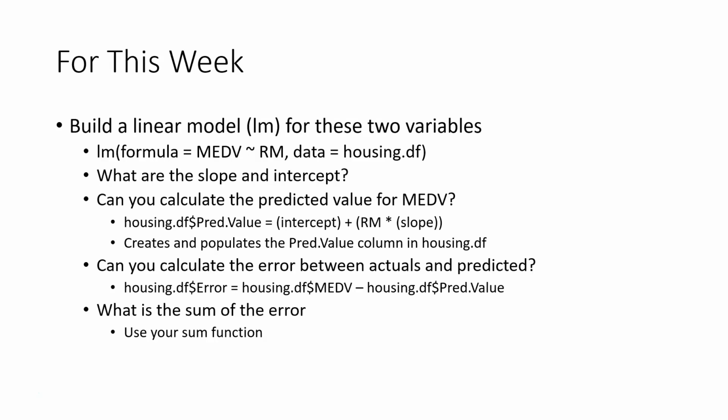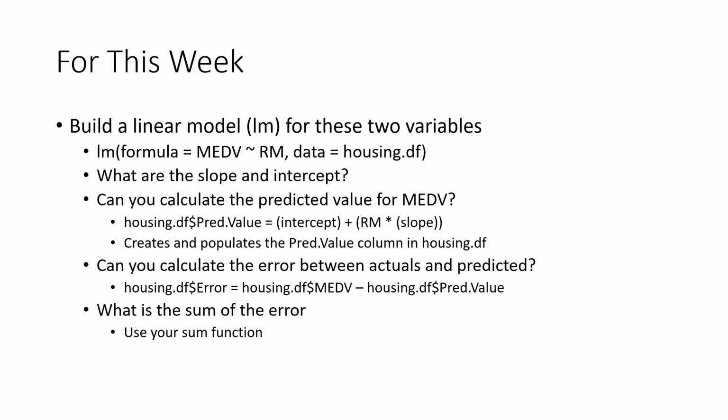And then I want you to build a linear model for those two variables. So there's your function for building the linear model: lm, formula equals median value plotted against the average number of rooms, data is housing.df. What are your slope and intercept? Can you then use the slope and intercept, just like we did for the previous example, to calculate the predicted value for median value?